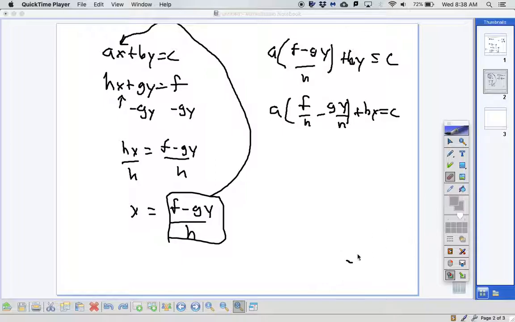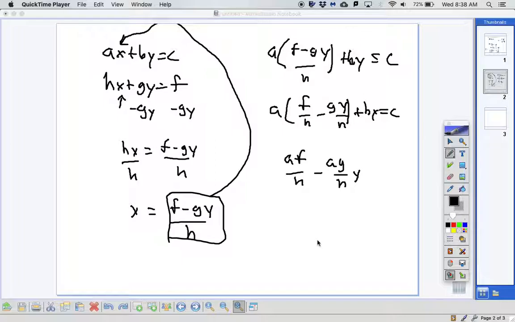And now I'm going to use the distributive property. So we're going to distribute this a to everything in the parentheses. So I got af over h minus ag over h times y. Now this might look a little weird, but you are allowed to do this.